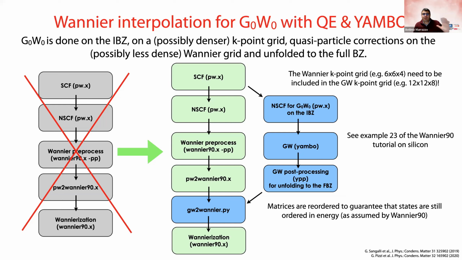And then you get your GW level band structure interpolated with very, very dense sampling. If you want to know more about this, we will not discuss it today, but you can go on the Wannier90 code and look at example number 23, and there you find all the steps and explanation. There is a tutorial that explains how to calculate a G0W0 Wannier interpolated band structure for silicon.